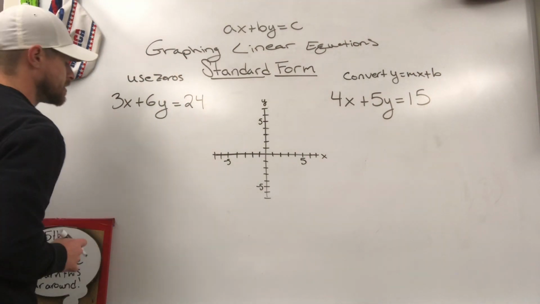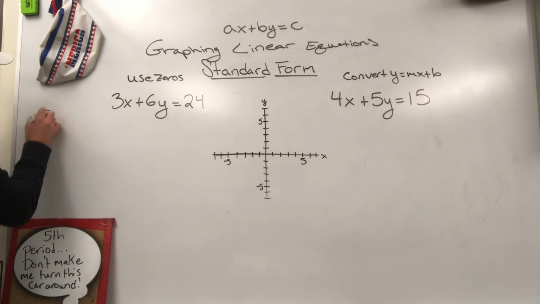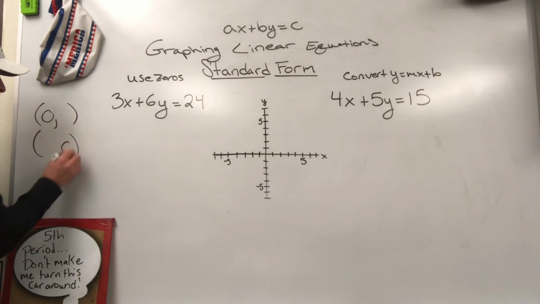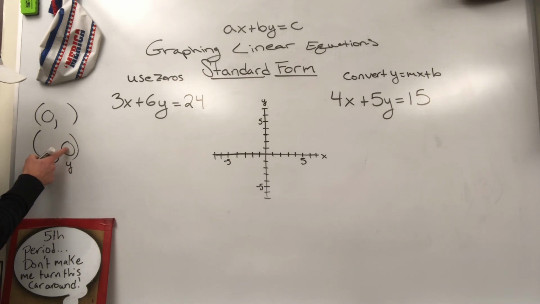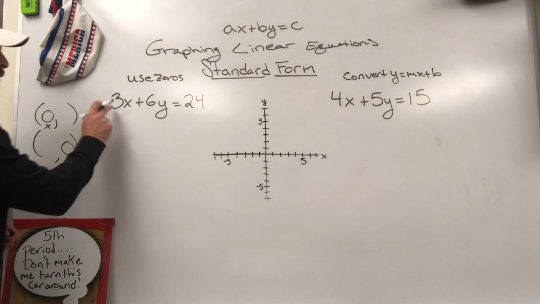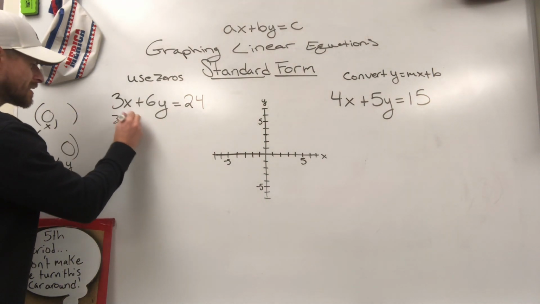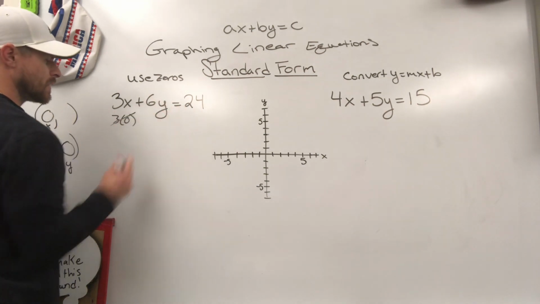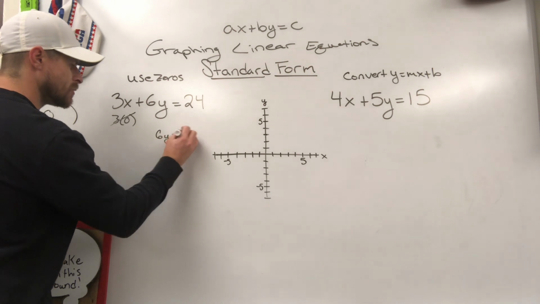Let's start with using our zeros. What does that look like? I tell my students to write 0, comma, something, comma, 0. This is when the 0 is a y. This is when the 0 is an x. You plug a 0 in for x, 3 times 0, that's just going to make a 0. So it's just going to go away, leaving you with 6y equals 24.